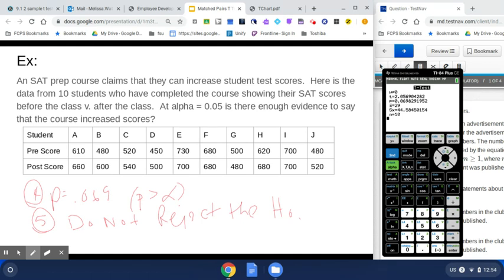So to answer their question, is there enough evidence to say that the course increased scores? We would say at alpha equal to 0.05, there is not sufficient evidence to say that the course increased scores. So we are sticking with the idea that the mean difference is equal to 0. In other words, the course made no impact on their scores.